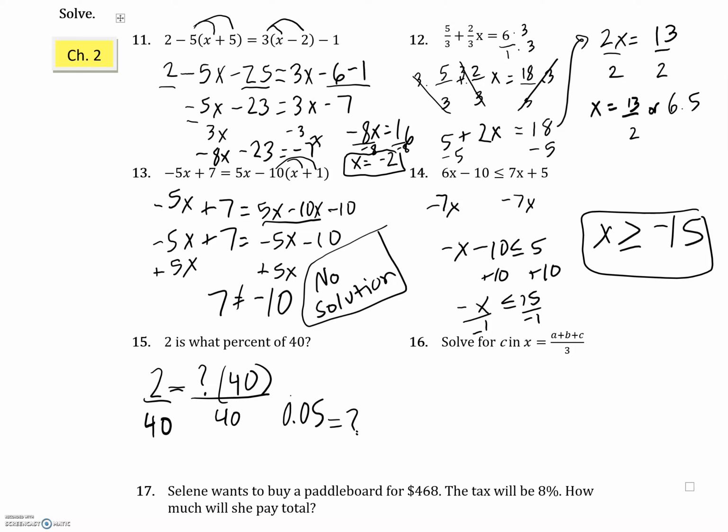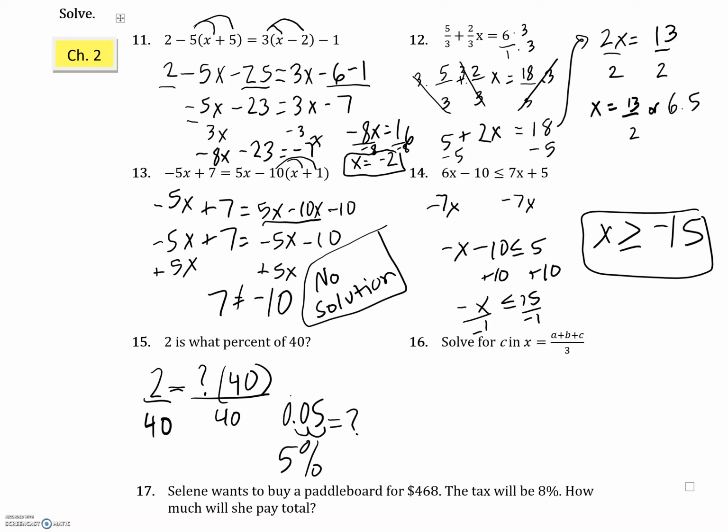So there's my question mark. 0.05 as a decimal is 5% as a percentage. You just move that decimal twice, so times it by 100. There you go, 5%. 2 is 5% of 40.